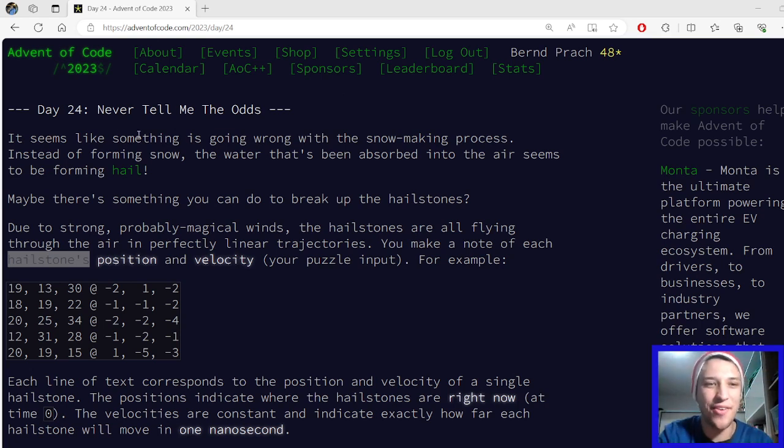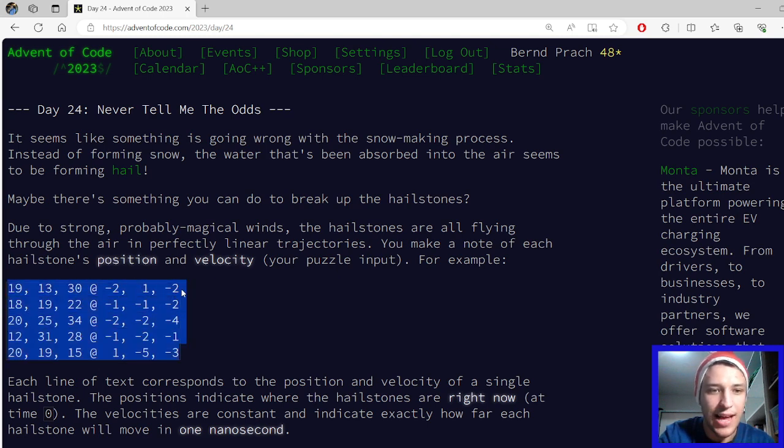Alright, hello everyone. This is the solution for day 24 of Advent of Code. And today is all about intersecting lines. So our input today will be given lines like this. It tells us the initial position and the velocity of hailstones. And for the first part, we want to consider the trajectory of those hailstones.